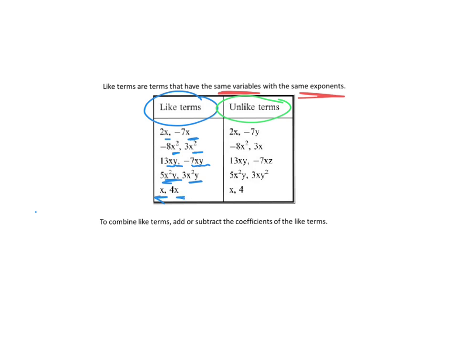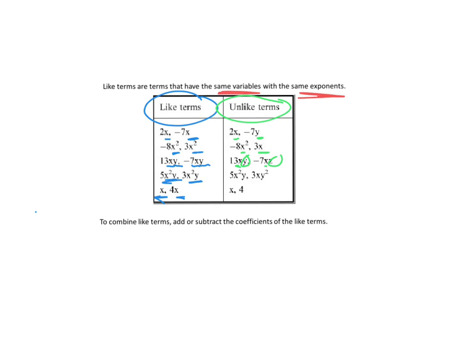The right-hand side, these are not like. The 2x and negative 7y, well, those aren't even the same variable. The next set, they both have an x, but they have different exponents. The first one's squared, an exponent of 2. The second one, you don't see an exponent, which means an exponent of 1. 13xy and negative 7xz, they both have a variable x, but then they have an additional variable, and they're not the same. One's y, one's z.